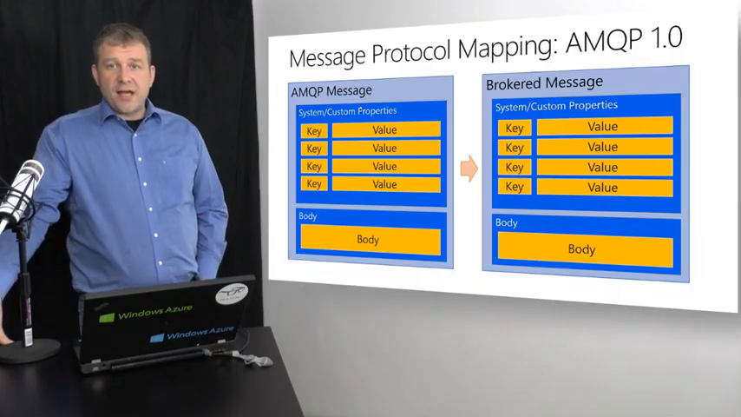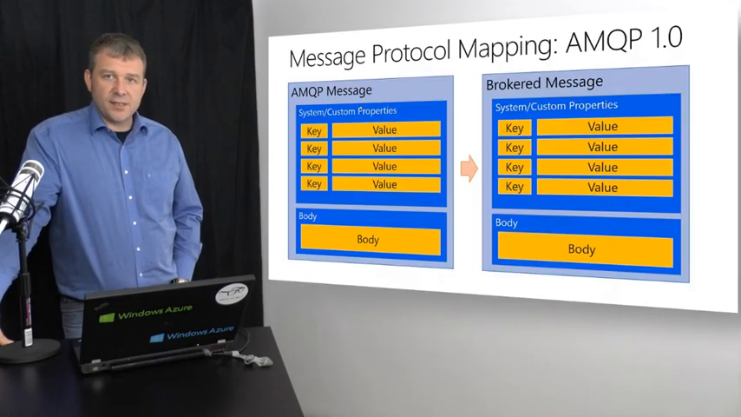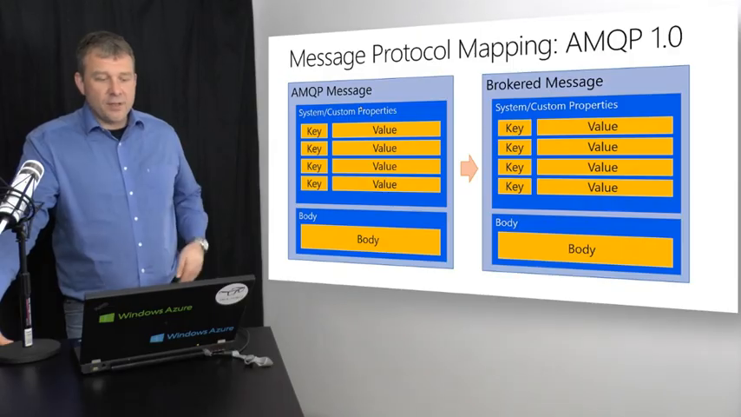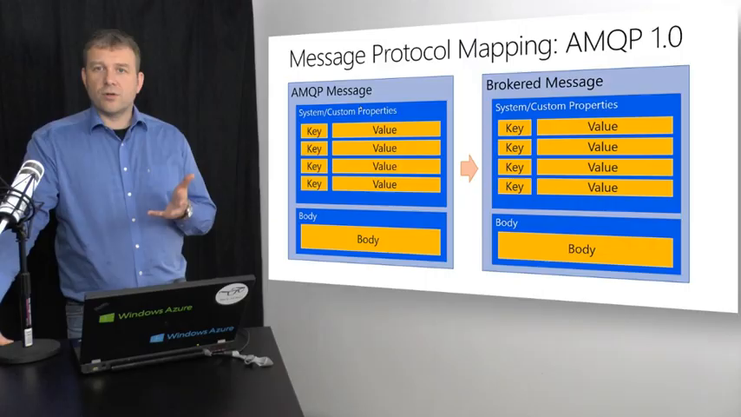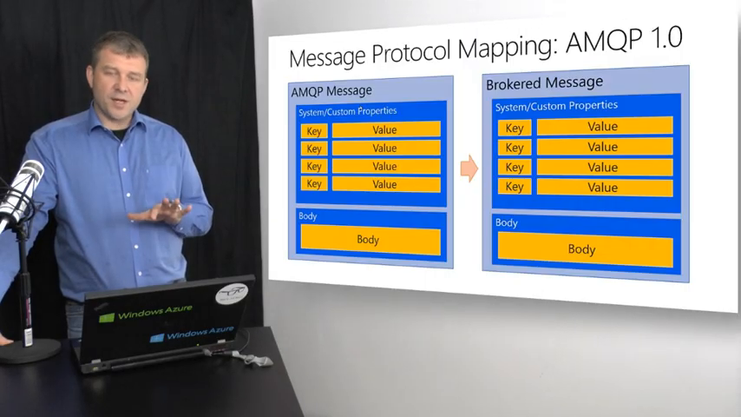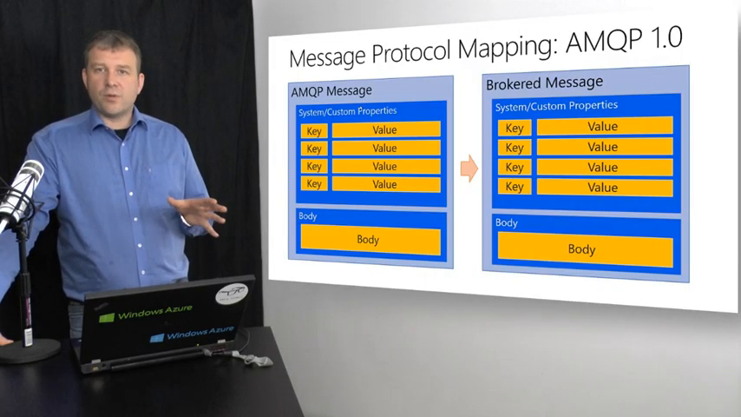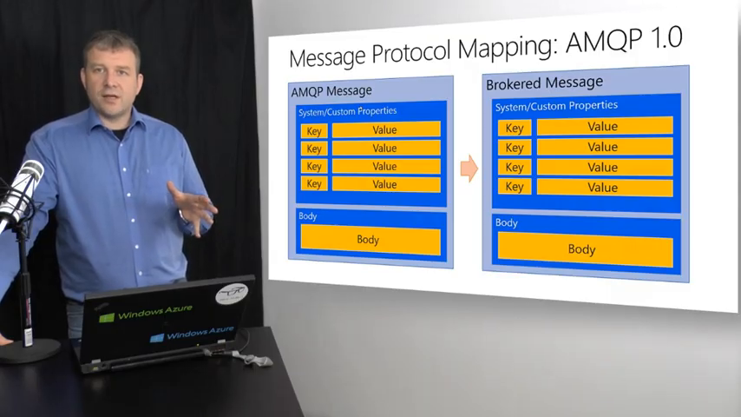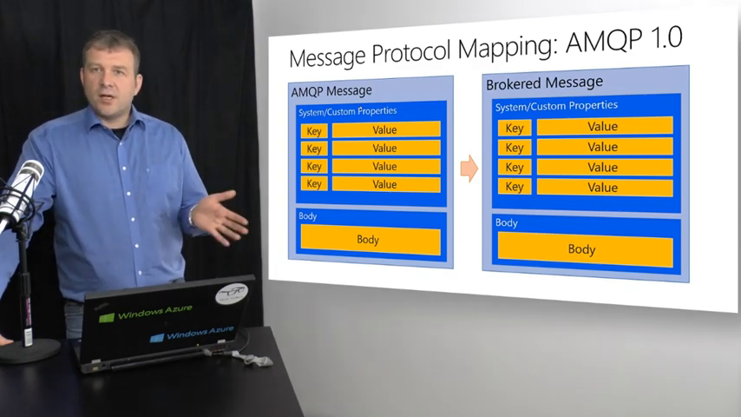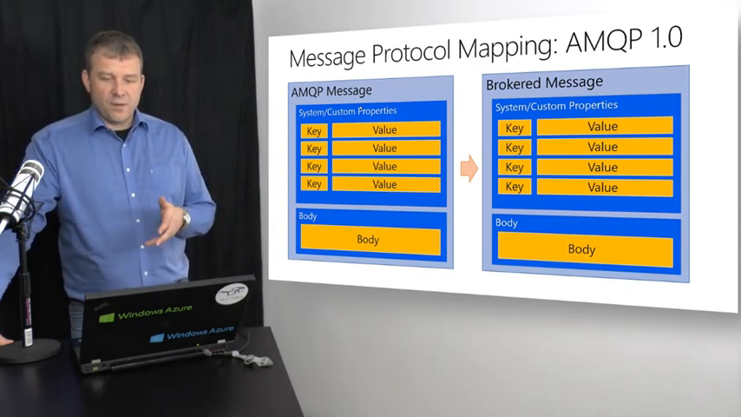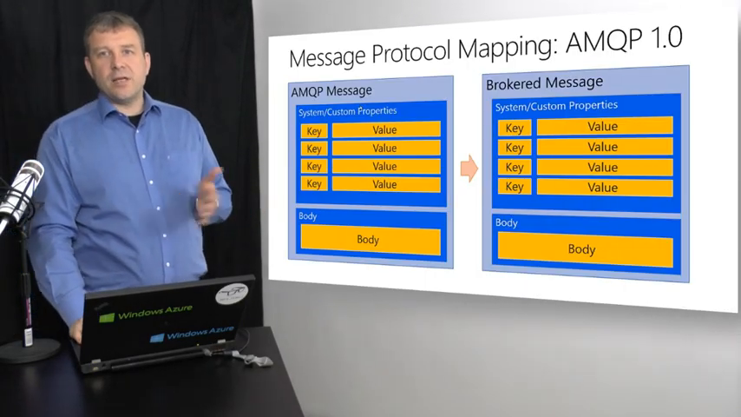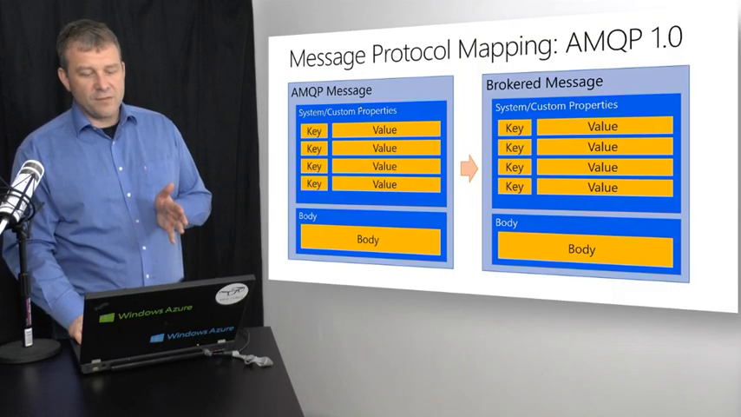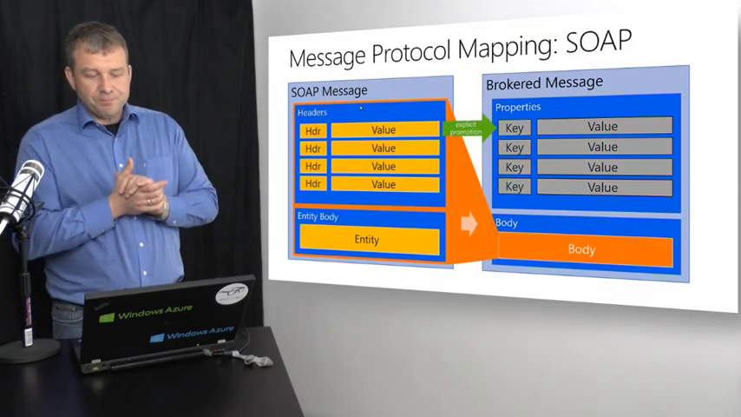On the AMQP side, the AMQP model is something that we've been working on for a long time. So there's a notion of system properties, broker-specific properties, and also custom properties and a body that is very well aligned with what we do in the broker. And therefore, it maps fairly directly from one to the next. So there's no significant difference from that perspective. All the concepts that are in the AMQP protocol map straight up into the implementation that we have in the broker in Service Bus.